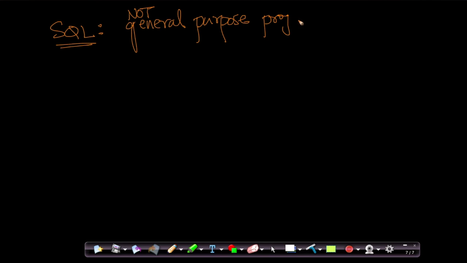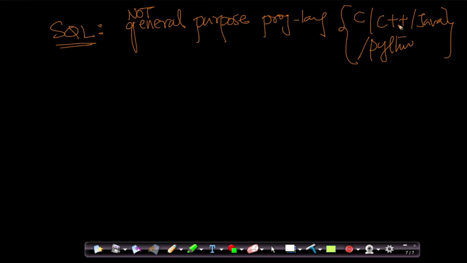Take your C, C++, Java, Python, all these programming languages are general purpose. You can do lots of things with C. You can design an operating system with C. You can build a database in C. The very early databases were actually built in C. You can build a web server in C or Java or Python. They are general purpose. You can do lots of things with them.